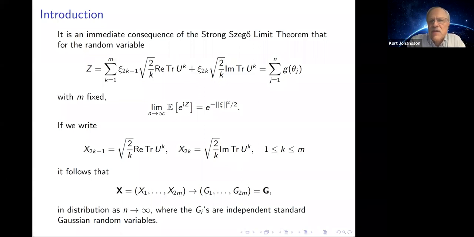And of course, it's an immediate consequence of the result that I just told you about that this also goes to a Gaussian vector, G_1 to G_{2m}, where the G_i are independent standard Gaussian random variables. This is because I chose this normalization as square root of 2 over k, so they become standard normal random variables. So this is a vector convergence, a multivariate convergence of these traces. This is what you have in the title of the talk also.